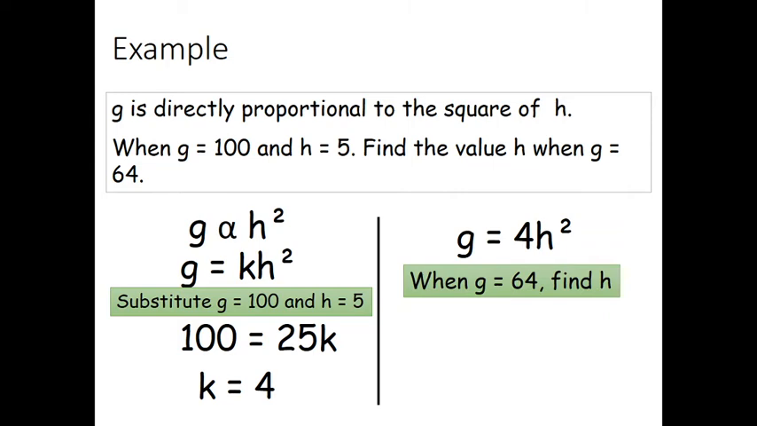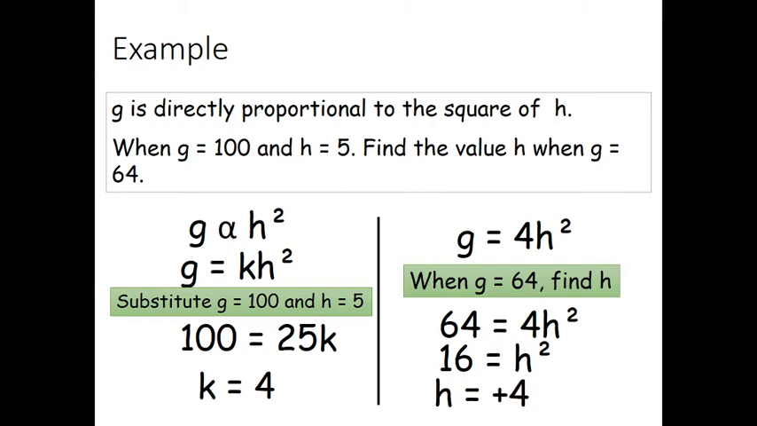We've been told G is 64. So 64 equals 4H squared. Divide by the 4 gives you 16 equals H squared. And then the inverse of squaring something is to square root. Square root of 16 is positive 4, and it can also be negative 4.